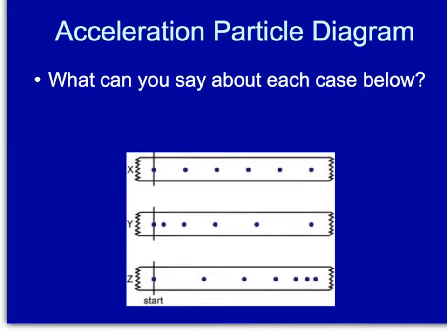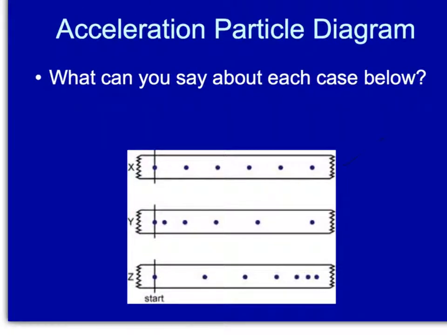This is going to represent constant speed, because the speed's not changing for each value of time. Okay, this one here, you see the dots are getting farther and farther apart. That means your speed is increasing, therefore it's accelerating. And if I look at Z, now the dots are getting closer together, so what I have here is a negative acceleration. The object's slowing down.